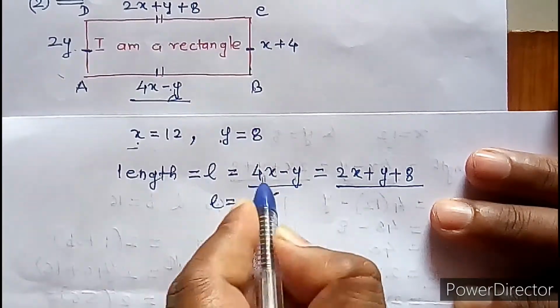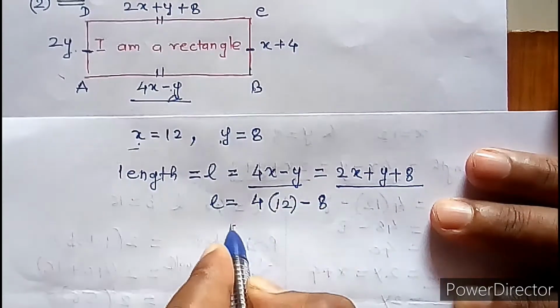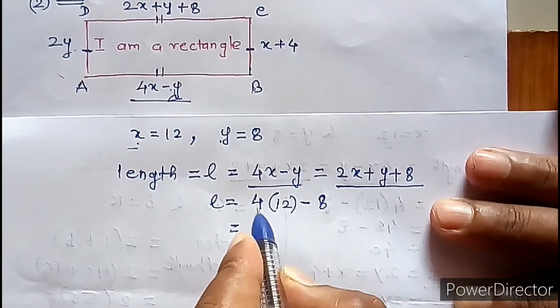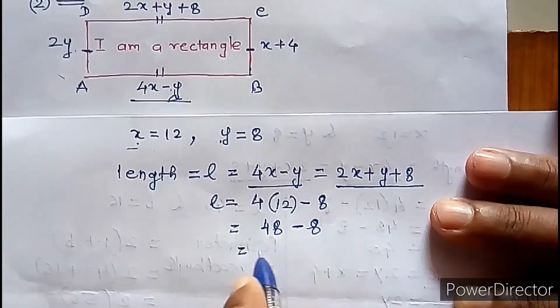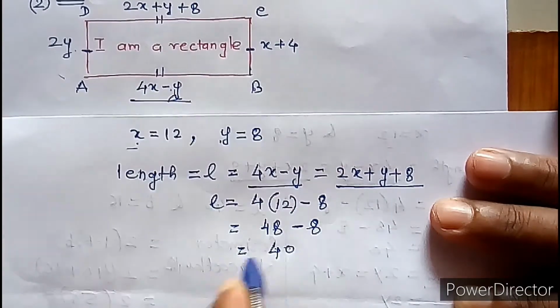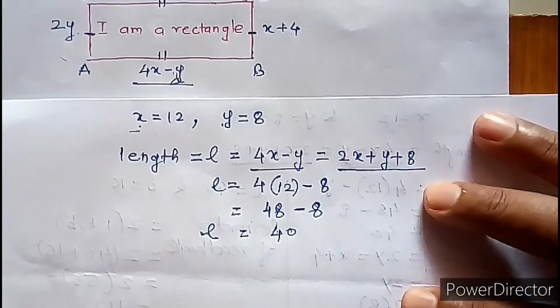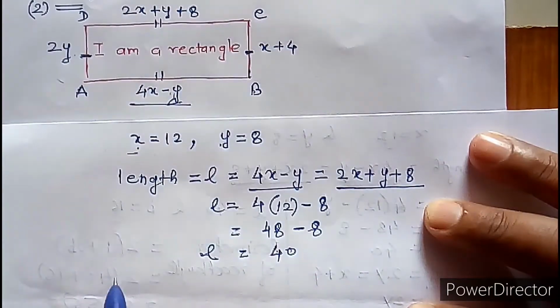Now we are putting the values of x and y here. Now 4 as it is, the value of x is 12, minus as it is, the value of y is 8. Now here it is simple multiplication and subtraction. Now 12 into 4, it will be 48 minus 8. 48 minus 8, it will be 40. We get the length L equals to 40. Now we have to find breadth. We can easily find breadth. This may be breadth.